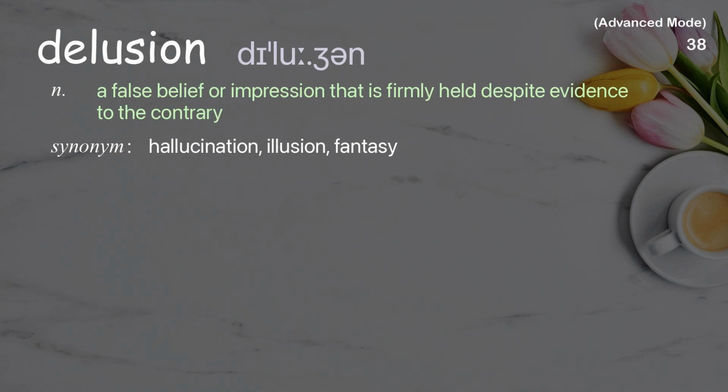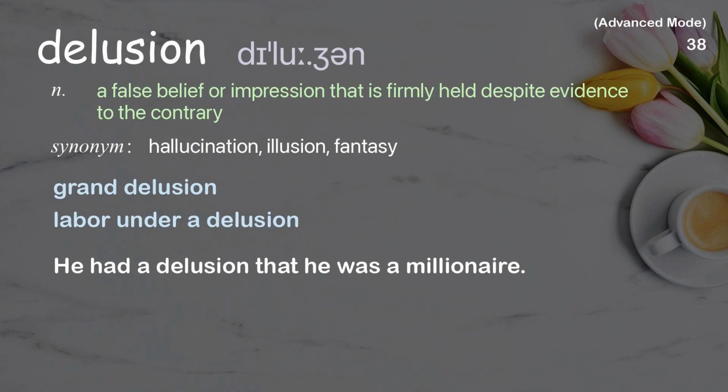Delusion. A false belief or impression that is firmly held despite evidence to the contrary. Examples: grand delusion, labor under a delusion. He had a delusion that he was a millionaire.